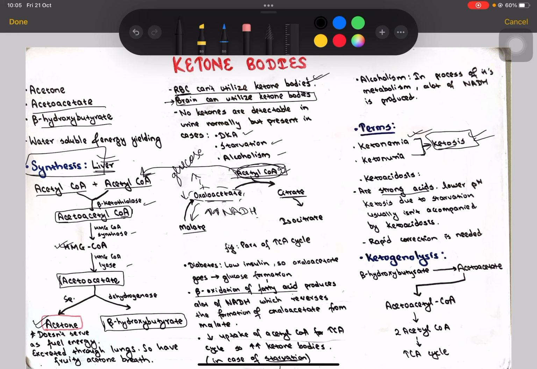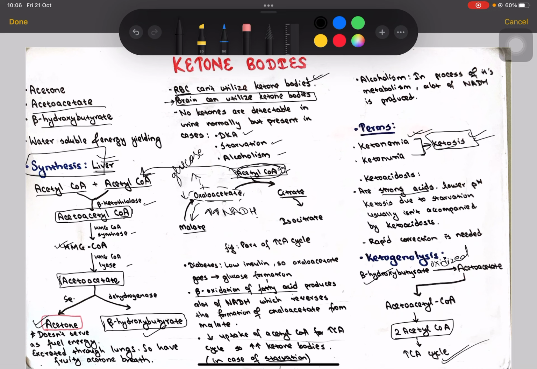Now let's learn about ketogenolysis. We have already discussed how ketone bodies are synthesized. Acetoacetate through the enzyme beta hydroxybutyrate dehydrogenase will produce beta hydroxybutyrate. So now this beta hydroxybutyrate will be oxidized to acetoacetate, and this acetoacetate will convert into acetoacetyl-CoA, which will result in the formation of two acetyl-CoA, and that will go into the TCA cycle.